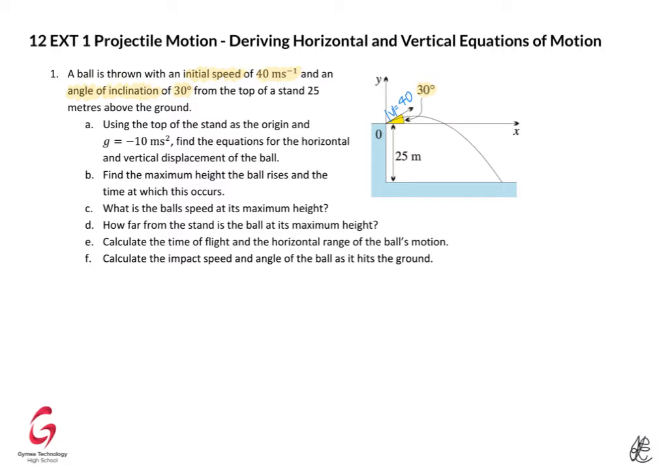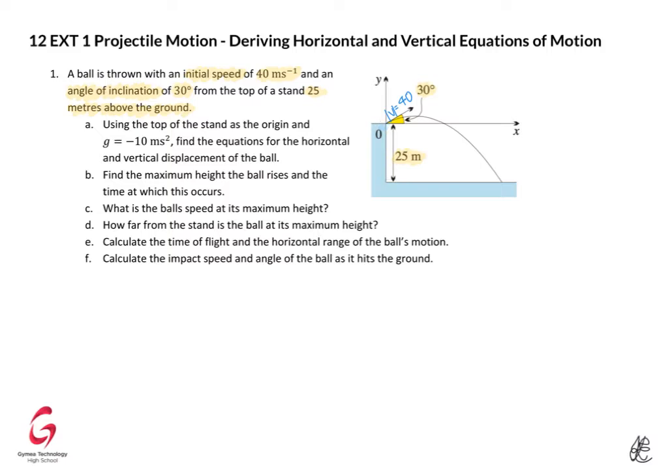And it's thrown not from the ground, but this time from the top of a stand that is 25 meters above the ground. And we can also see that that information has been listed on the diagram too. So the origin of our Cartesian plane is sitting at the point where the object, or the ball, is thrown, and then the ground level is 25 meters below that.